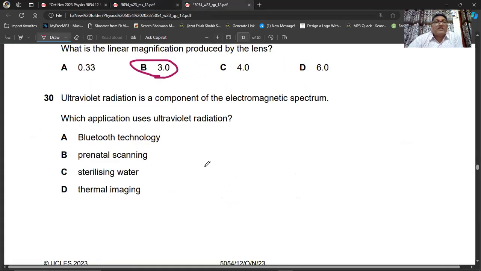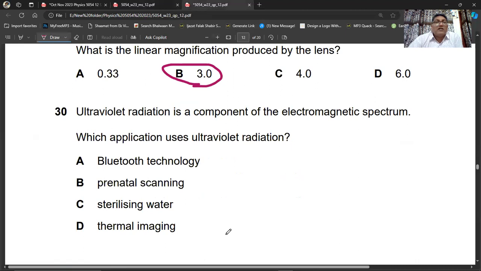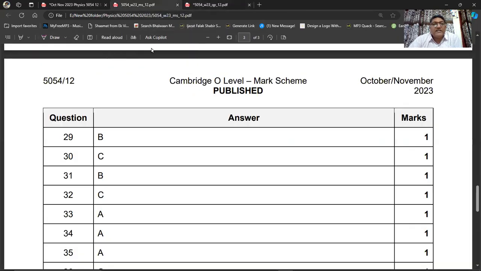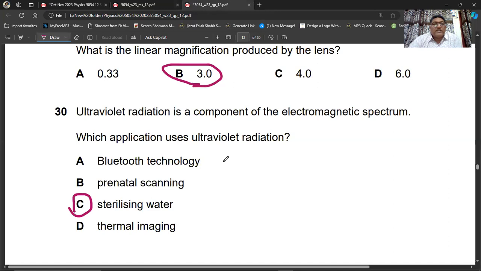So we have question number 30. He says, ultraviolet radiation is a component of the electromagnetic spectrum. Which application uses ultraviolet radiation? UV light is used for sterilizing water. UV light is also used in tanning. So I think C is the right choice. It is used to kill germs. Question number 30, C is the right choice, sir.